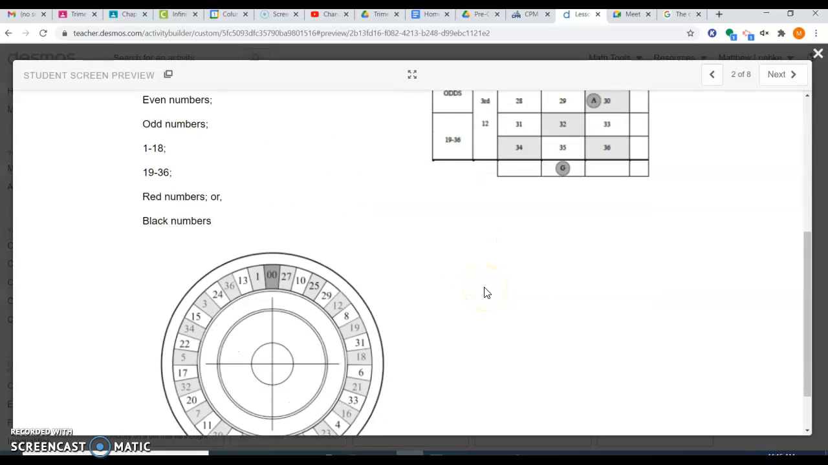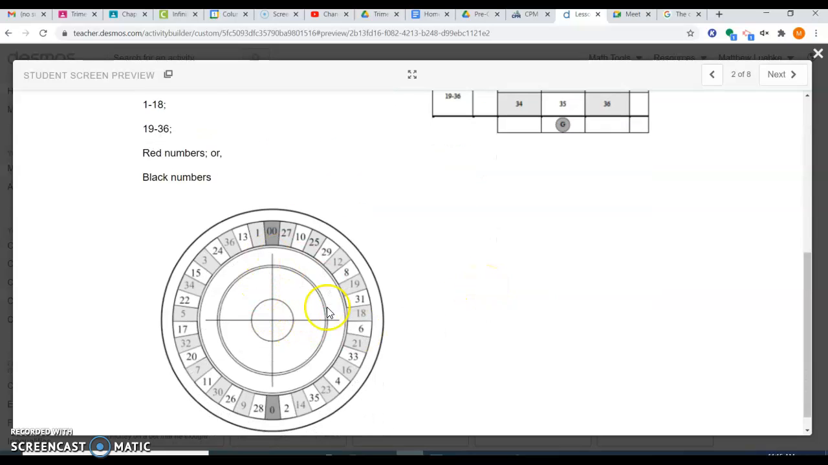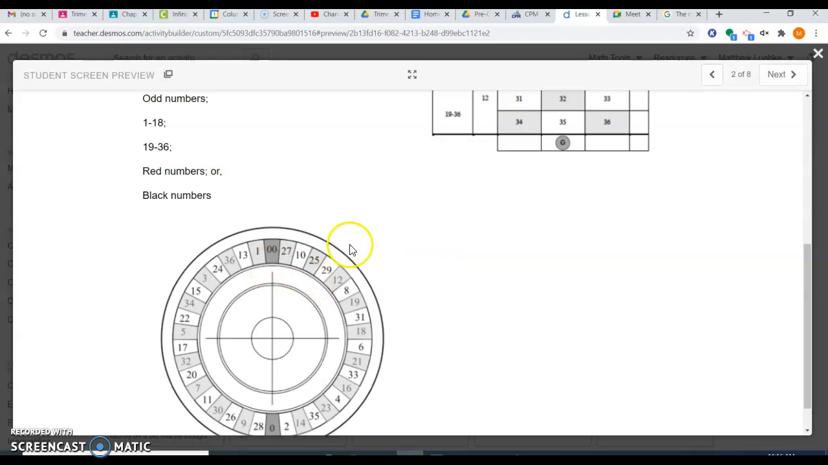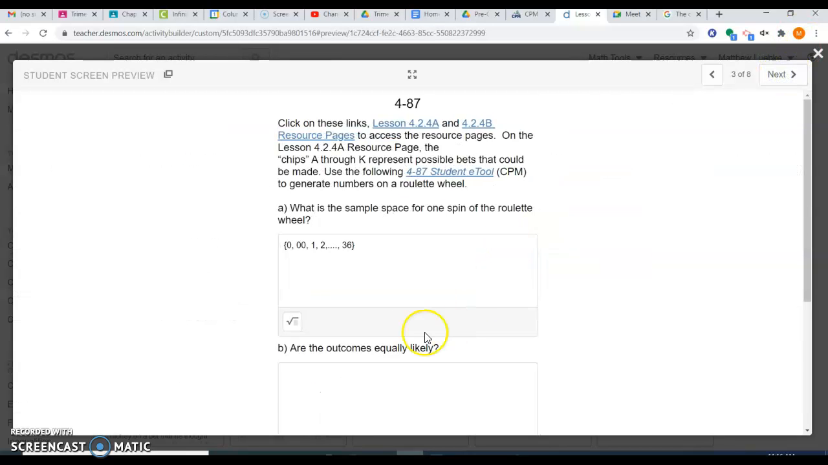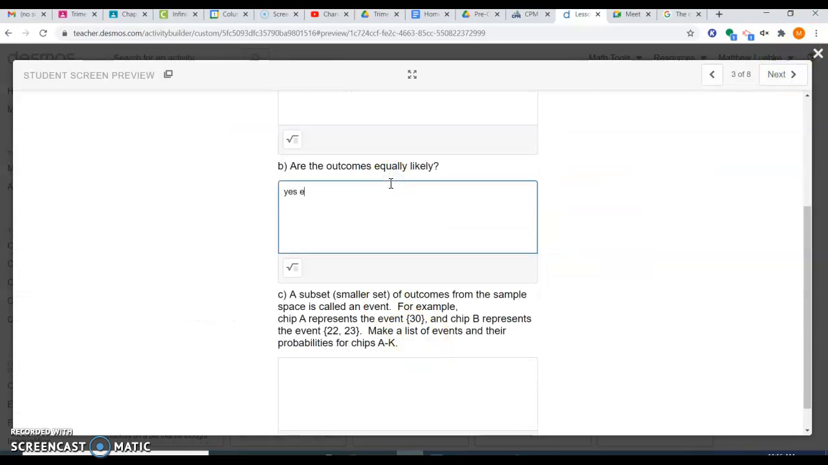Now, when it's asking are the outcomes equally likely? Well, in a roulette game, the outcomes are equally likely because this wheel would be spinning and you would drop a ball in, and that ball is going to bounce around at random and land in one of these numbers. Since these numbers are spinning and they're equally spaced, there is an equal chance that it lands on any of the numbers. So you say, yes, the outcomes are equally likely.